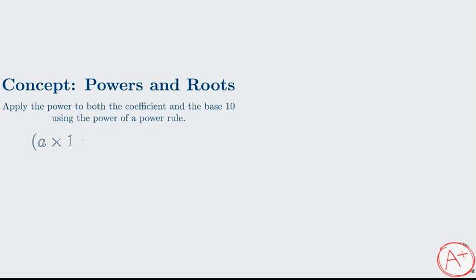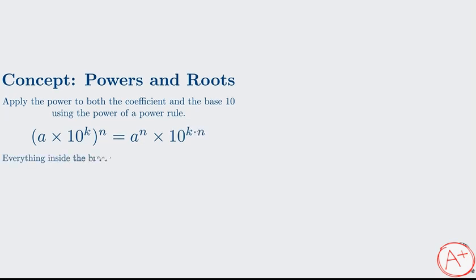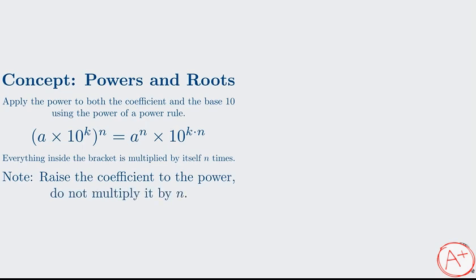When raising a number in scientific notation to a power, we apply the power to both the coefficient and the base 10 using the power of a power rule. The general formula is, open bracket, a times 10 to the k, close bracket to the n, equals a to the n times 10 to the power of k times n. Intuitively, this is because everything inside the bracket is being multiplied by itself n times. You must remember to raise the coefficient to the power, not just multiply it. If the result leads to a coefficient outside the 1 to 10 range, adjust it as we have done previously.